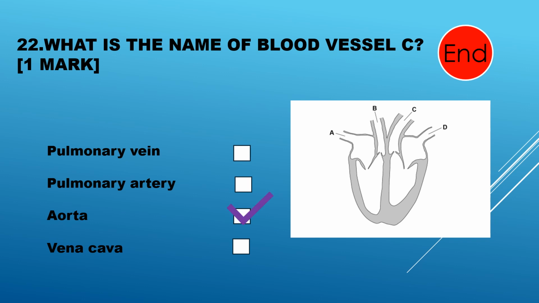Blood vessel C is leaving the heart from the left hand side of the heart, therefore carrying oxygenated blood around the body, so that is aorta.